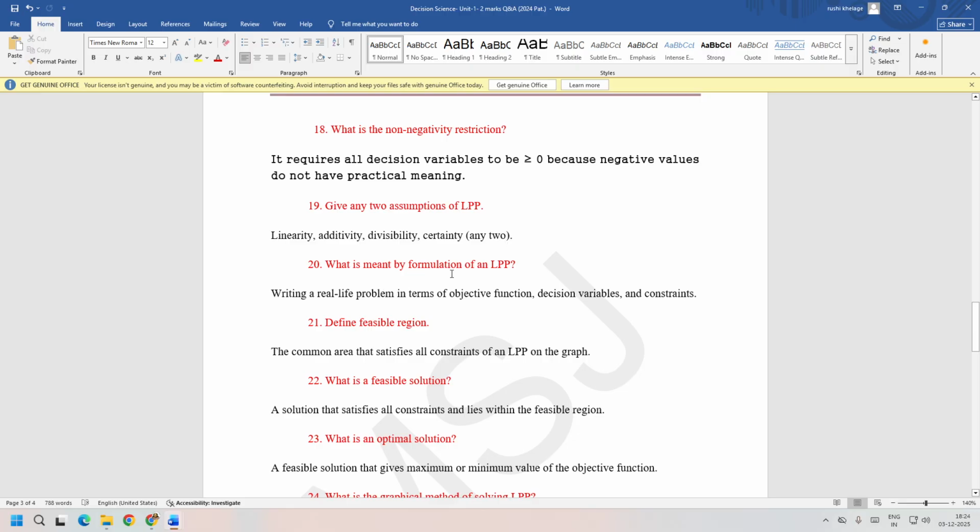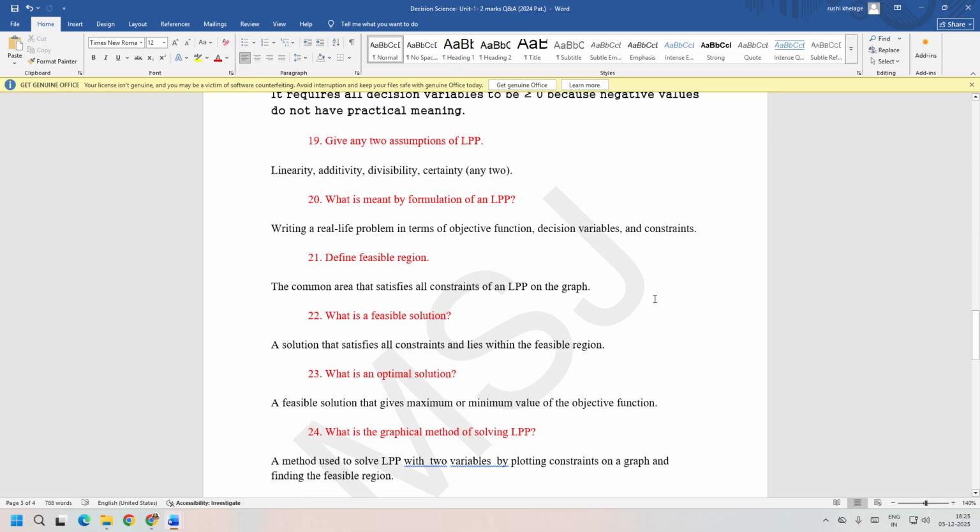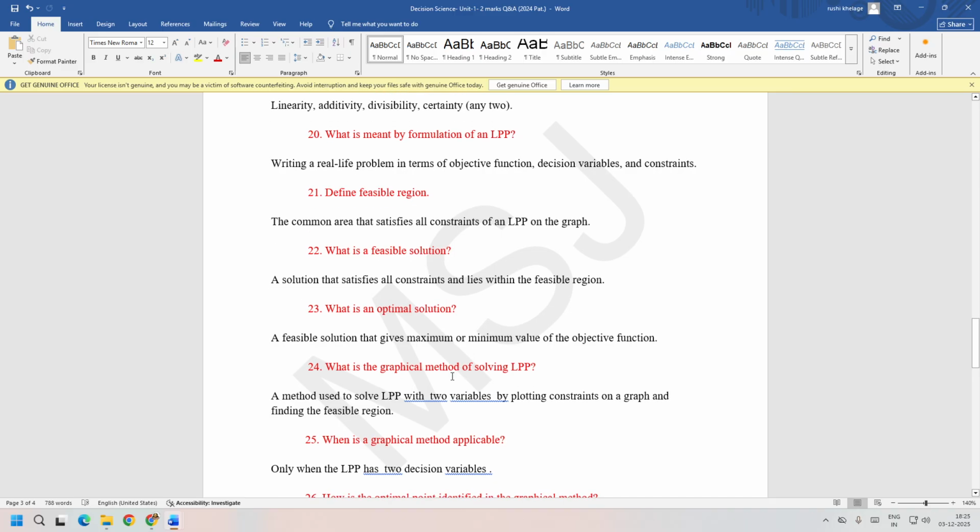What is meant by formulation of a linear programming problem? Writing a real-life problem in terms of objective function, decision variables, and constraints. Define feasible region: the common area that satisfies all constraints of the LPP on the graph. What is a feasible solution? A solution that satisfies all constraints and lies within the feasible region. What is an optimal solution? A feasible solution that gives the maximum or minimum value of the objective function.